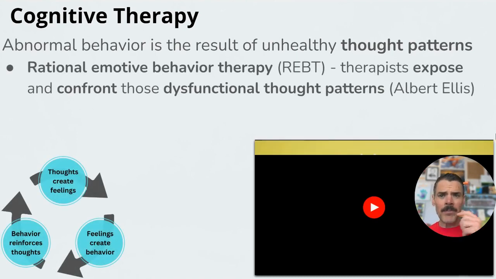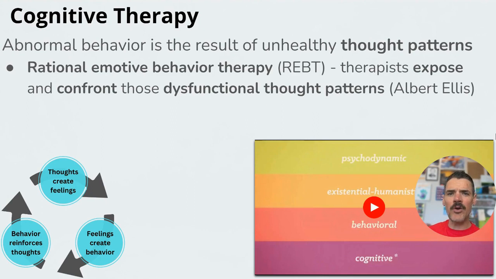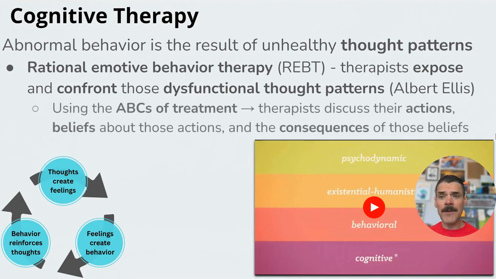Cognitive therapy, so this is the way that we think. Abnormal behavior, the result of unhealthy thought patterns. This therapy, rational emotive behavior therapy, exposes and confronts those dysfunctional thought patterns. This is Albert Ellis, and he used the ABCs. So he discussed with clients their actions, the beliefs about those actions, and the consequences of those beliefs.